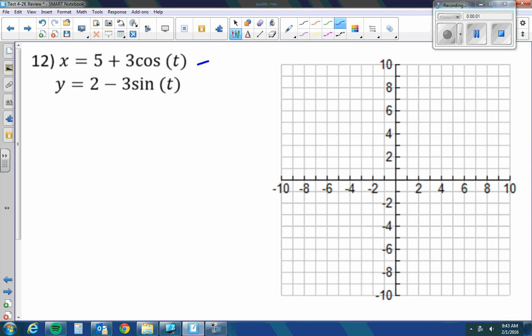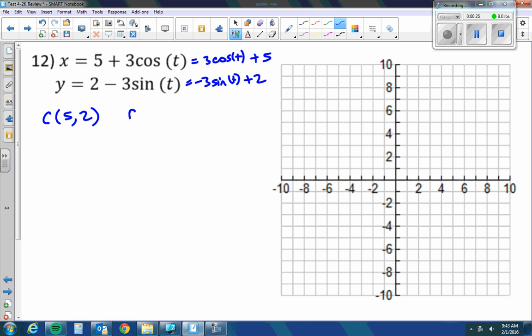First of all, if you want to, you can rewrite these equations with the constants written last. So you get plus 5 there, and this would be -3 sine of t plus 2. I just want to make sure you realize the constants are both positive. That negative sign goes with the 3. So the center is 5, 2.